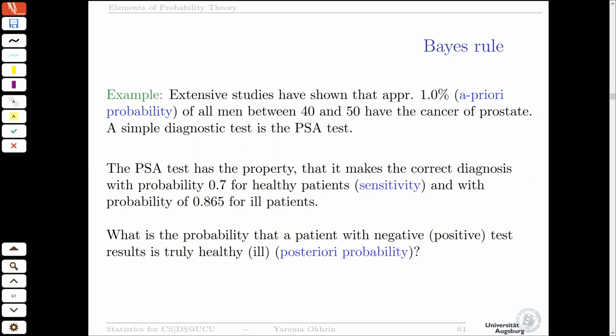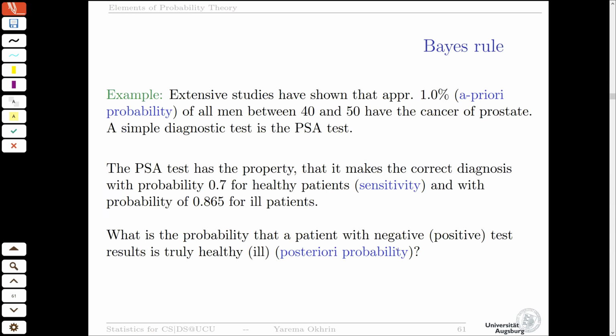A very simple test to check if some person has this type of cancer or not is the so-called PSA test. Now, of course, this test was tested zillions of times, and people know that it gives the correct diagnosis with a probability of 70% if a person is healthy. It means if someone has no cancer, then this test will tell you that you have no cancer with probability 70%. With 30%, the test will say you have cancer, and then you need some other test or more delicate analysis of the problem. And the test gives the correct diagnosis for ill patients with probability 86.5%. So if someone really has cancer, then this test will detect that with probability 86.5%.